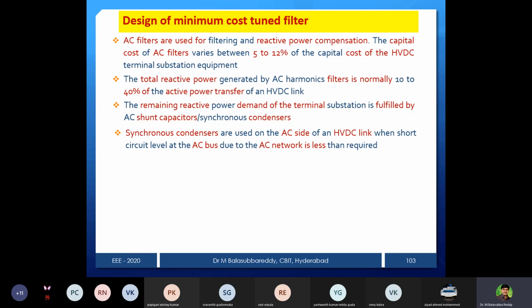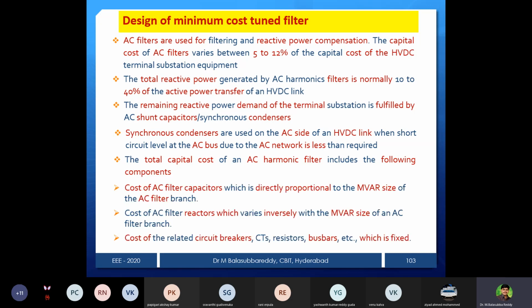And the rest: synchronous condensers are used on the AC side of the HVDC link when the short circuit level at the AC bus due to the AC network is less than required. The total capital cost of an AC harmonic filter includes the sum of the components. While we are discussing minimum cost, what are the costs involved in that? We'll see first. There are three costs involved.